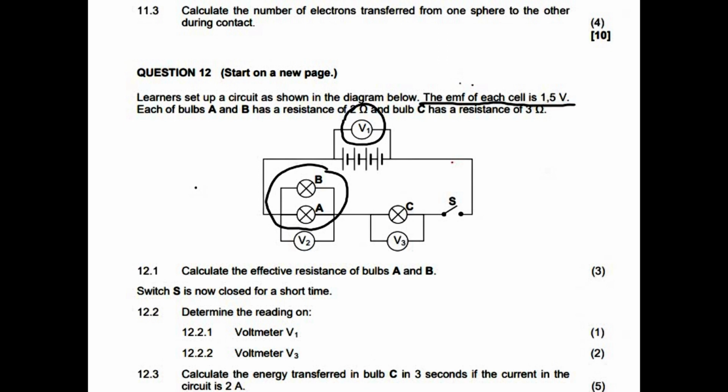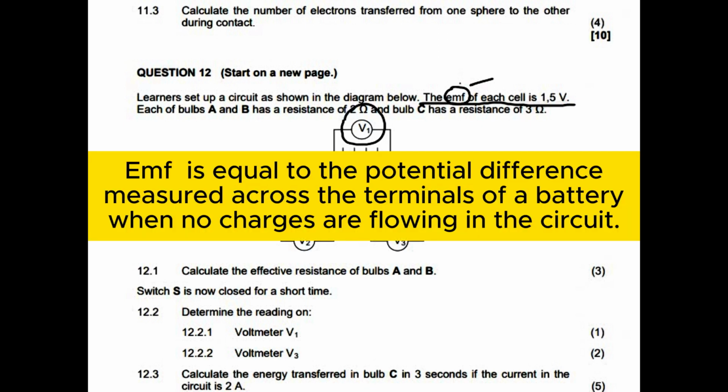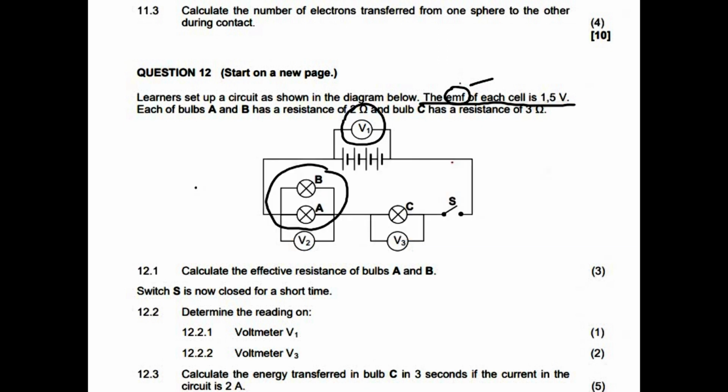What is an EMF? What is the definition of an EMF? This is a definition that you may be asked. Sometimes they don't necessarily ask you, they just use it in a sentence, but you need to know the definition of that. An EMF is a potential difference, but it is a potential difference when the circuit is incomplete. There is no charge flow in the circuit. Why wouldn't there be a charge flow? Because the switch S is open.